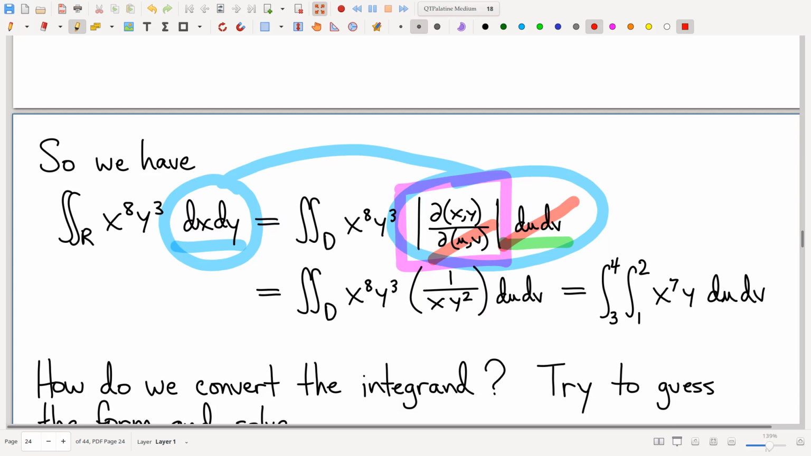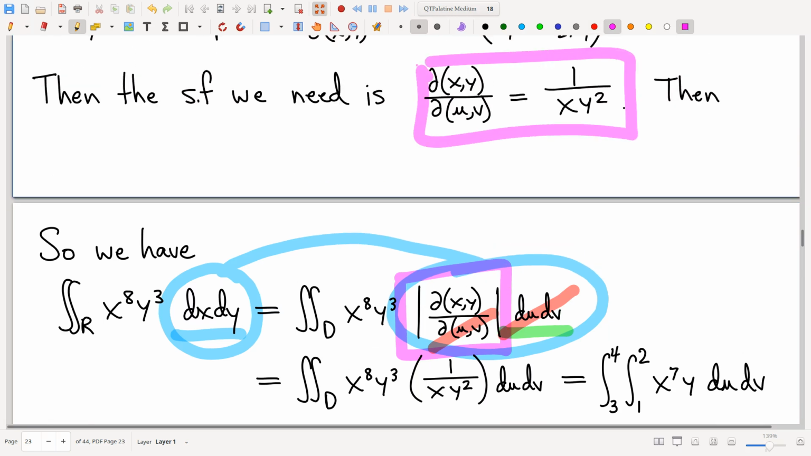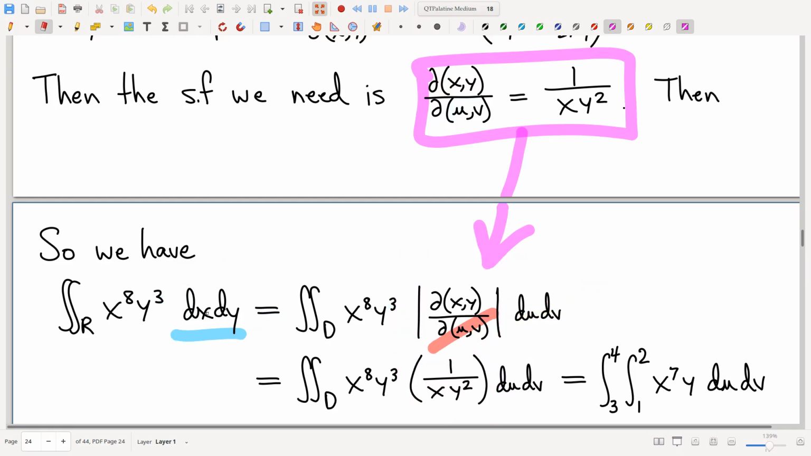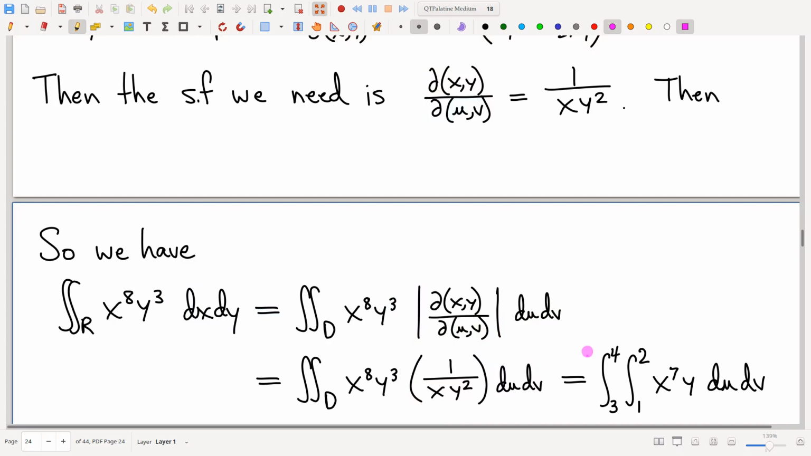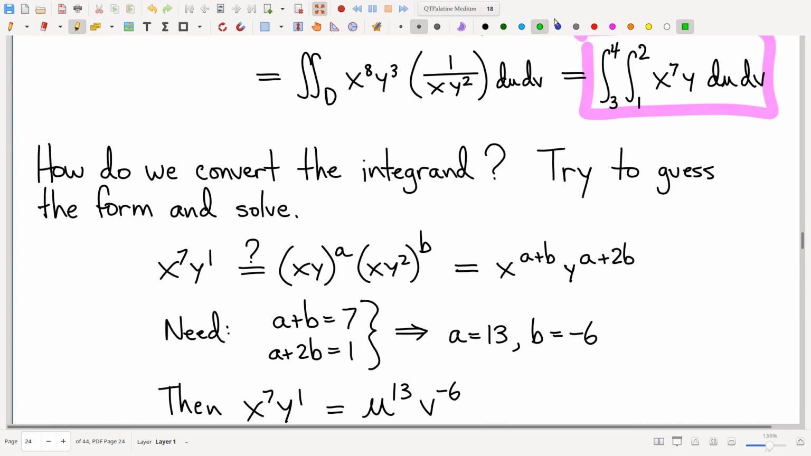All right, sweet. So apparently I need partial xy, partial uv, as I've already computed. And so that is just this, and we're in business. And here's what our integral has turned into right here. Okay, now there's one remaining problem. I need to figure out how to convert that integrand into u's and v's. It's currently in terms of x's and y's.